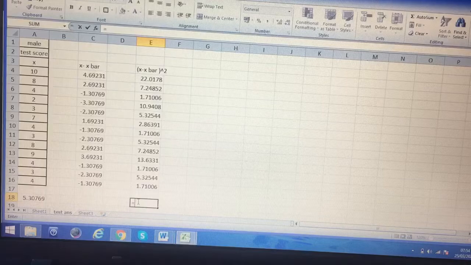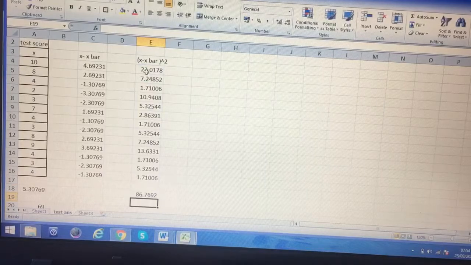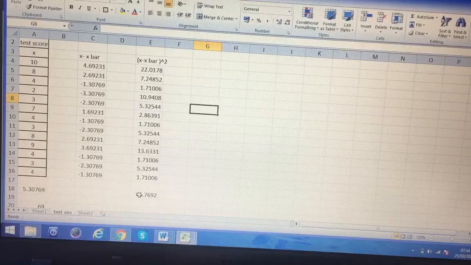I'm doing a boring way of doing it, so I'm just going to do sum. If you wanted to, you could highlight them, and the answer would be there, where the mouse is. That's good. Right, so I've got the sum of that, which is my answer to step 4.